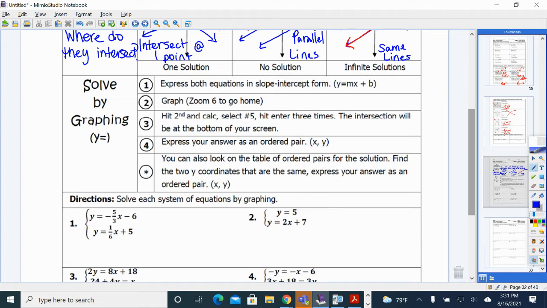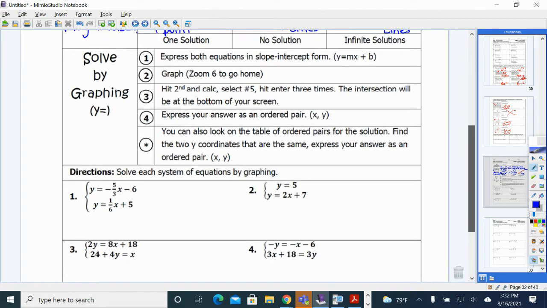Step number 4 says to express your answer as an ordered pair, x, y. And then the little asterisk here says you can also look on the table of ordered pairs for the solution, find any two y coordinates that are the same, express your answer as an ordered pair. So let's look at example number 1.